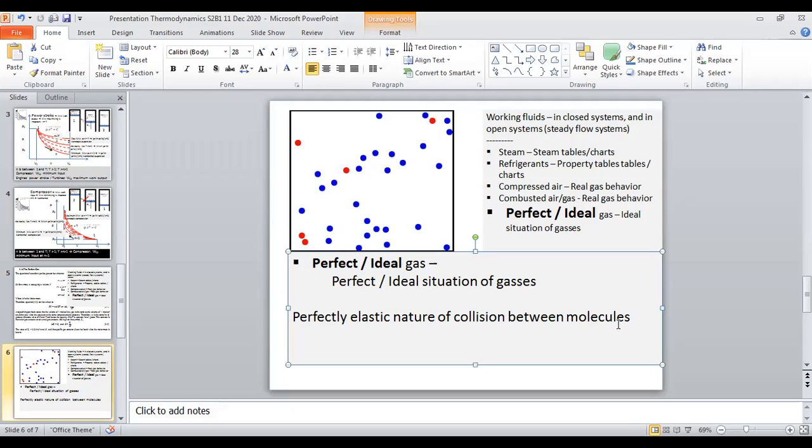Now for these molecules, when the molecules hit each other, the molecules' energy levels remain. That is the elastic nature, the perfect elastic nature. Even if a molecule hits a wall, it bounces back with the same level of kinetic energy.